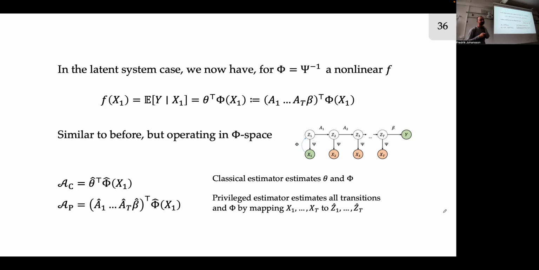So a classical estimator can be: we just need to estimate phi somehow, and we need to estimate theta, the prediction, somehow. And the privileged learner is exactly the same as before, but now in phi space. But here it seems like the invertibility is a very strong assumption. You're really assuming that the map from Z to X is completely invertible. It's not normally what you would assume. Yeah, you observe some partial thing.